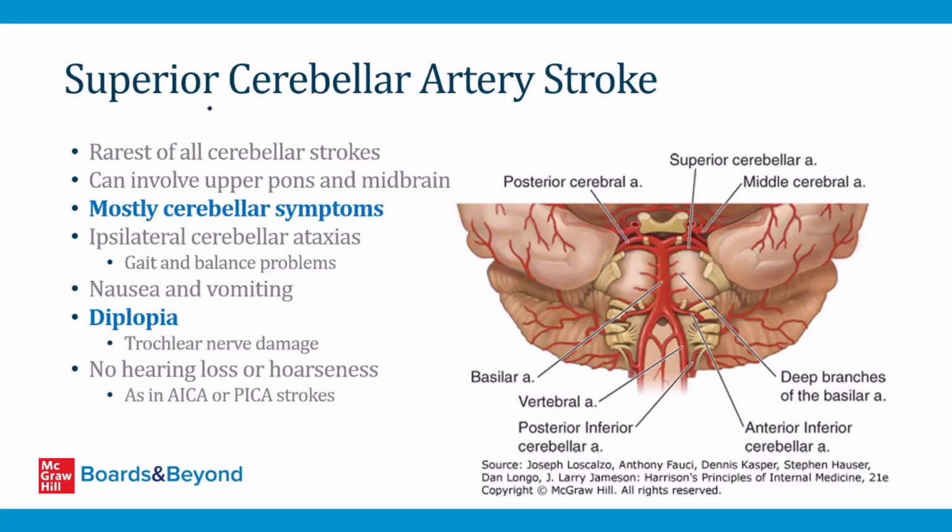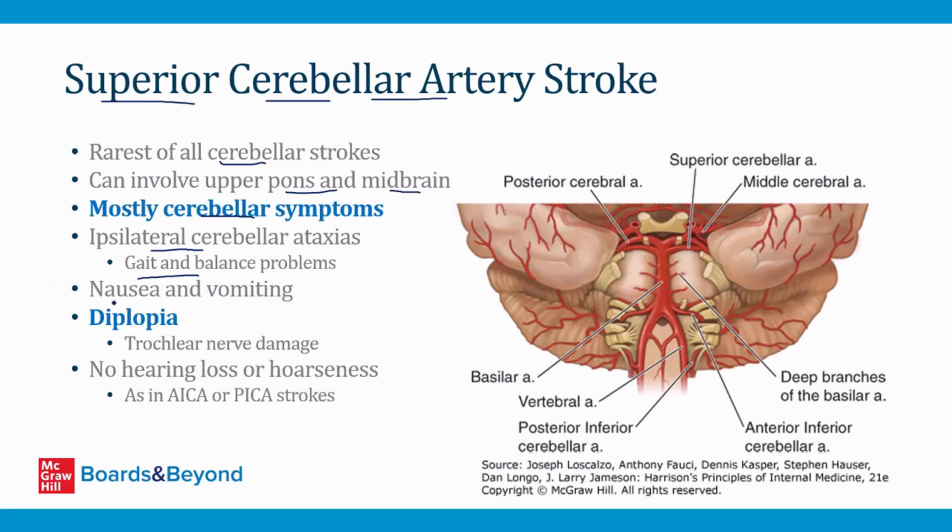Okay, so we'll start by talking about strokes involving the superior cerebellar artery. This is the rarest form of cerebellar stroke. It can involve portions of the brainstem like the pons and the midbrain, but mostly it involves the cerebellum. The dominant clinical features of this stroke syndrome are ipsilateral cerebellar ataxias, gait and balance problems. If you don't understand what I mean by an ipsilateral cerebellar ataxia and why that occurs with a stroke of the cerebellum, watch the video on the cerebellum where I talk about this in detail.